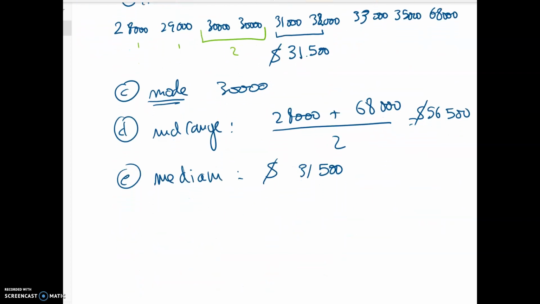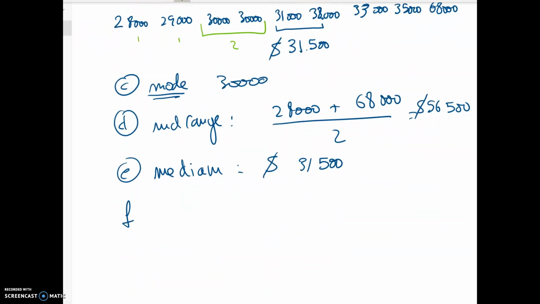For question F, if the management did not want to give the employee a raise, which average should they use? Well, they are going to use obviously the mean. They will use the mean this time because the mean is $40,100, and that is good for them. All right, guys, now let's do the last problem.